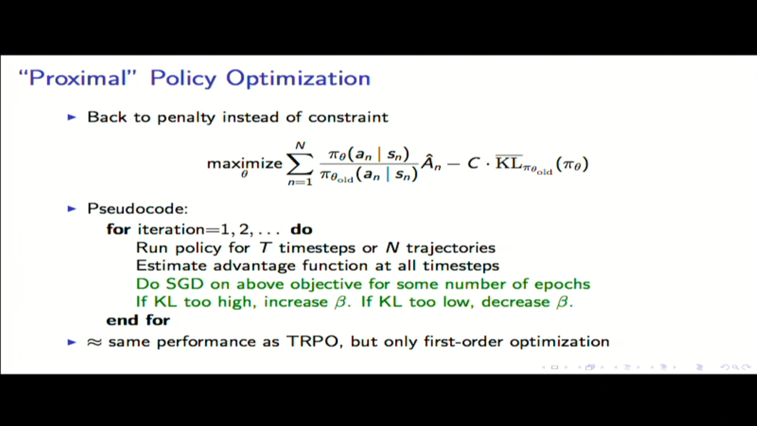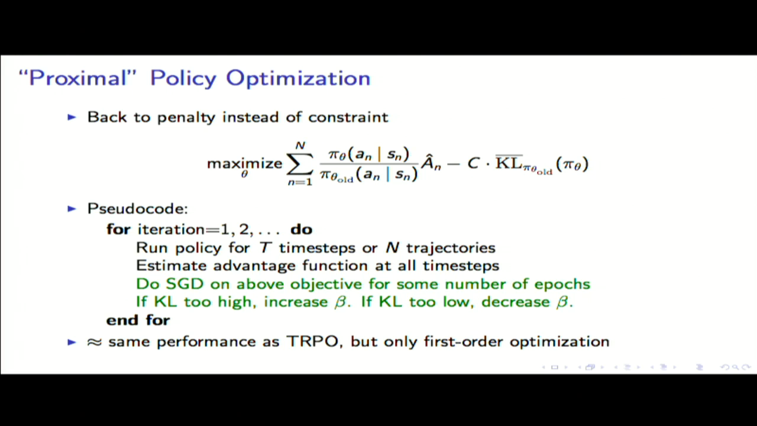That's what we're showing here, and this can be called proximal policy optimization. The idea is that you write out this objective, which is the sum of the probability ratio times the advantage function, minus a KL divergence evaluated at state S sub n. So we construct this objective, and then we just collect a batch of data and do SGD on this objective for some number of iterations.